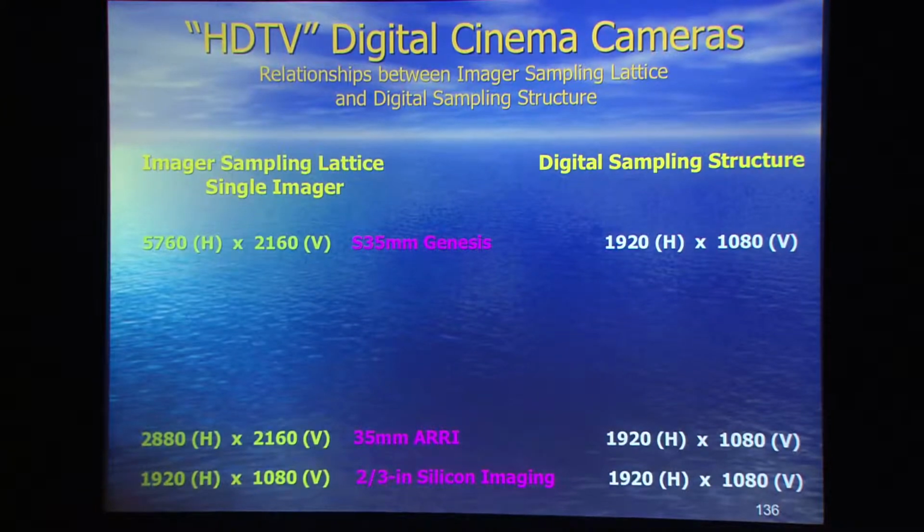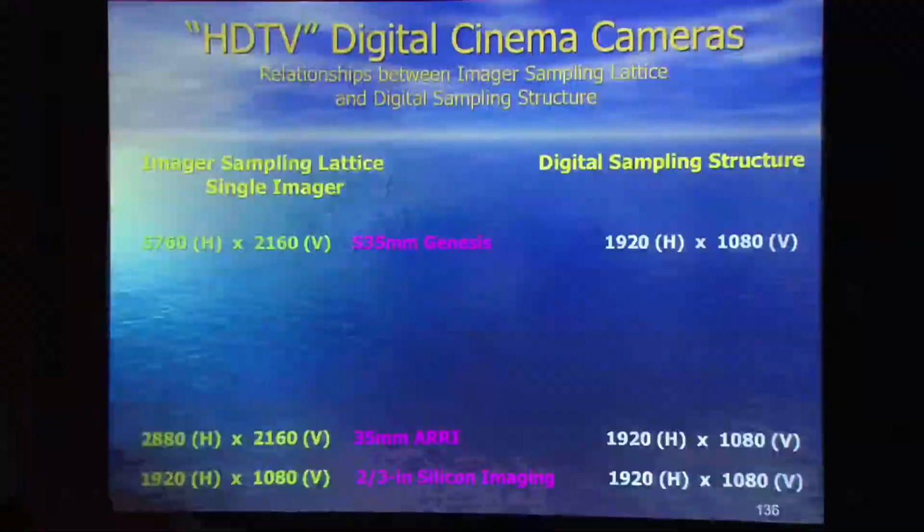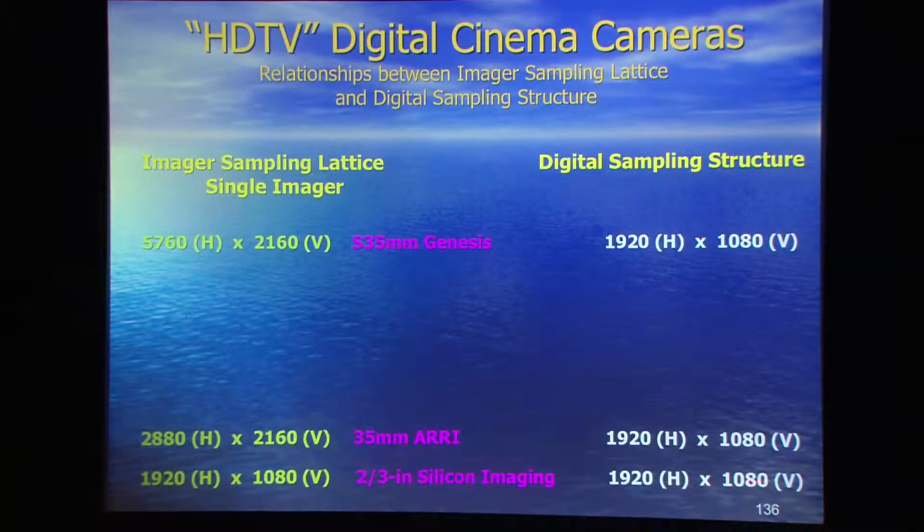They break into two camps. There are those single imager cameras that are HDTV in their primary delivery. Genesis, for example, its primary digital delivery is 1920 by 1080 HDTV production standard. The 2/3 inch silicon imaging delivers a 1920 by 1080. ARRI will deliver you a 1920 by 1080.